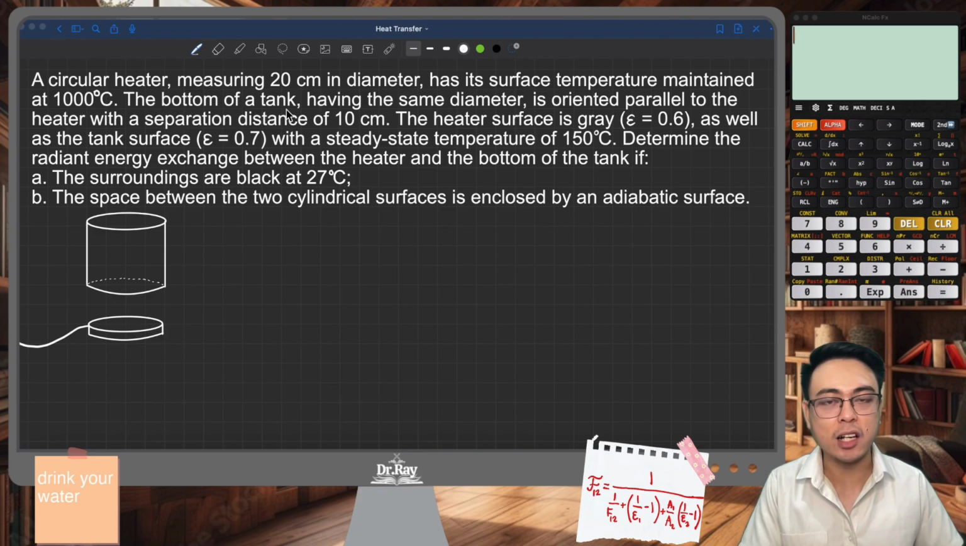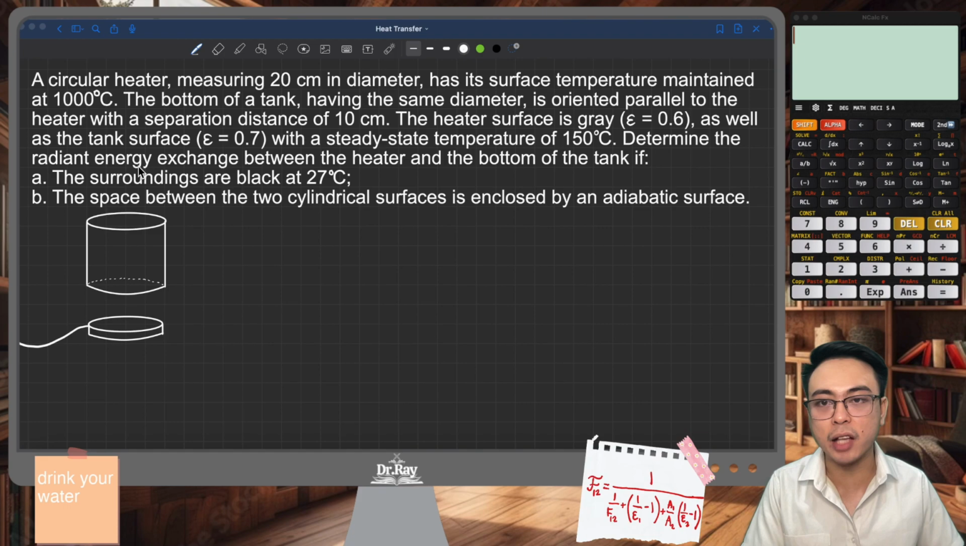The bottom of a tank, having the same diameter, is oriented parallel to the heater with a separation distance of 10 centimeters. The heater surface is gray with an emissivity of 0.6, as well as the tank surface with an emissivity of 0.7 with a steady state temperature of 150 degrees Celsius.